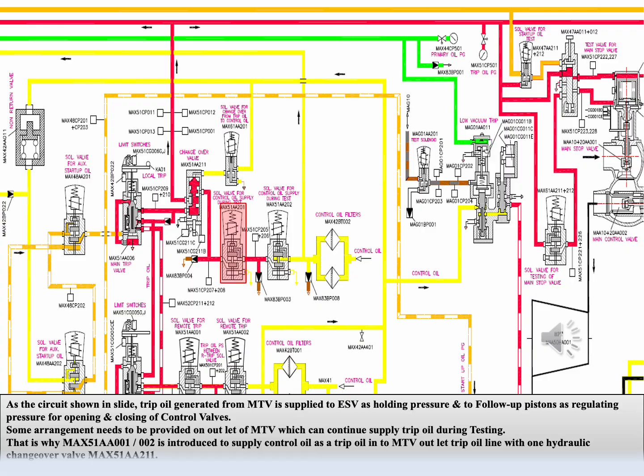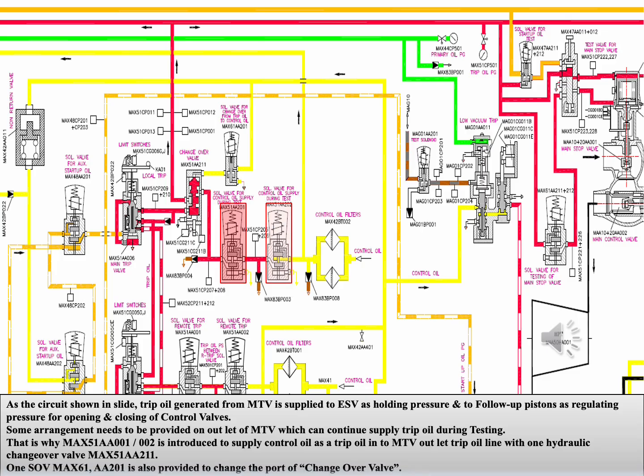That is why MAX51 AA001/002 is introduced, to supply control oil, as a trip oil, into the MTV outlet trip oil line, with one hydraulic changeover valve MAX51 AA211. One SOV MAX61 AA201 is also provided to change the port of the changeover valve.